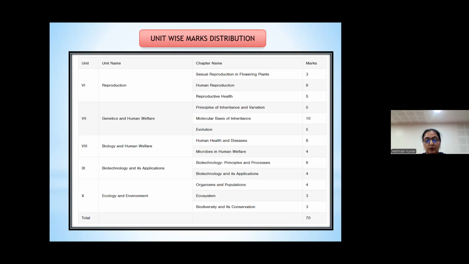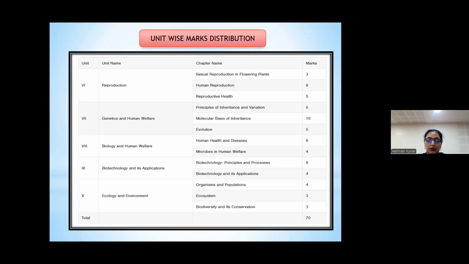Next is biology and human welfare. Human health and diseases, and microbes. 2 chapters are there in this, having 8 and 4 marks. Biotechnology and its applications. First one is the principles and processes, and second is its applications. So again of 8 and 4, that is 12 marks for this unit.